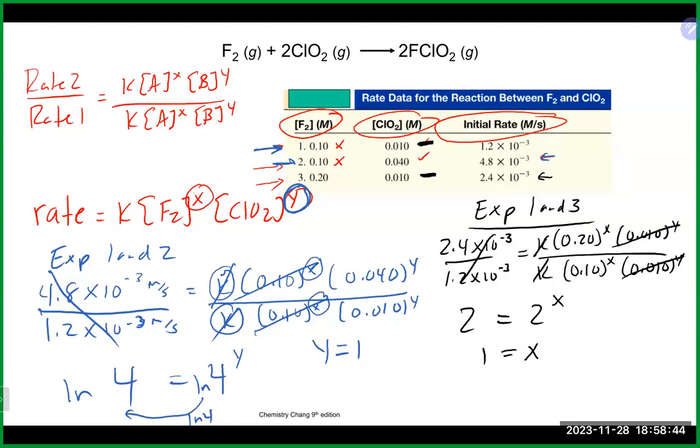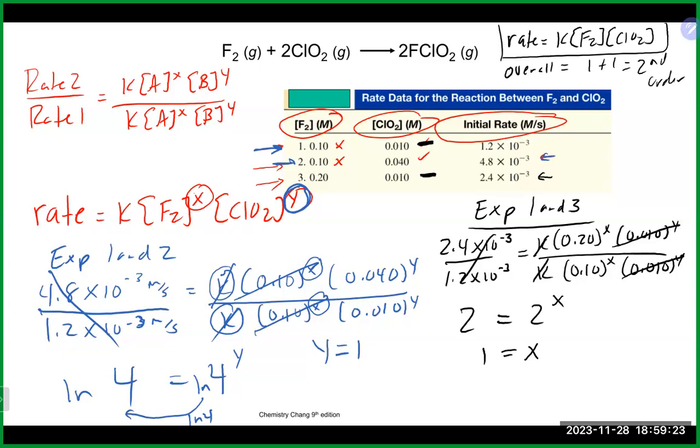So now that we've used this table to figure out the orders for each of these, we can now write the actual completed rate law, which is the rate is equal to K times F2 and ClO2. Much like in most chemistry, you don't actually have to put the ones up on top. It's just assumed that it is first order. So if you do not see numbers, it's not 0, it is first order. That means the overall order here would be 1 plus 1, which means this is a second order reaction. Question on that there.